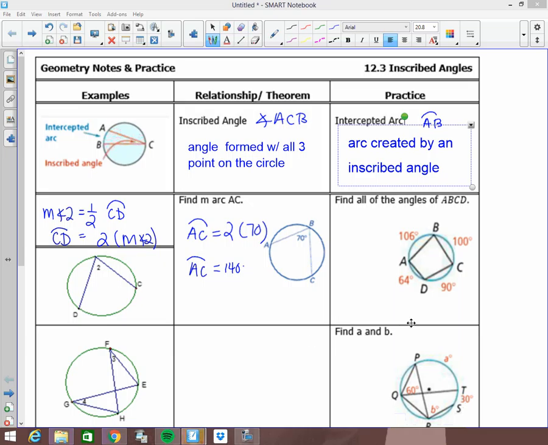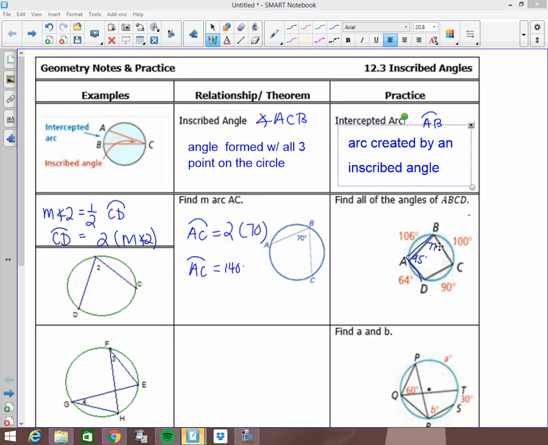Okay, so then if we move over to this one here, we can use the given arcs to find the angles with them. So if we first talk about angle BAD, the intercepted arc is going to be 100 plus 90. So half of that is going to give me 95. And then if we say CBA, this is going to be 90 plus 64. And half of that is going to be 77.